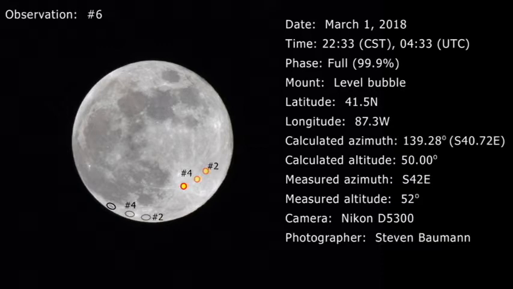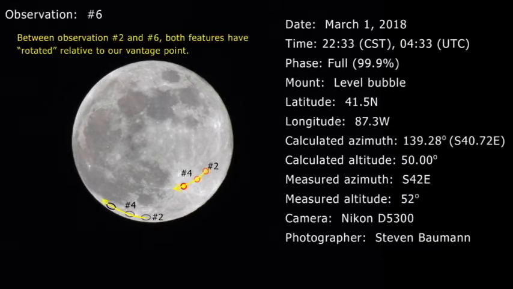What do you notice as I'm tracking Tycho and Grimaldi craters? You notice it moves relative to my position. Between observation 2 and 6, both features have rotated relative to our vantage point. This is not libration, I don't think. I will show you daily libration, but this isn't it. This is just an apparent rotation due to my latitude and the fact that the Earth is rotating and the moon is orbiting above us. This wouldn't happen if the Earth wasn't rotating.